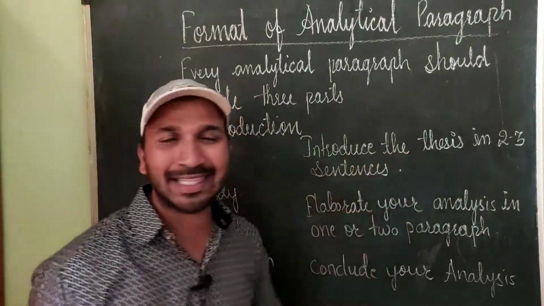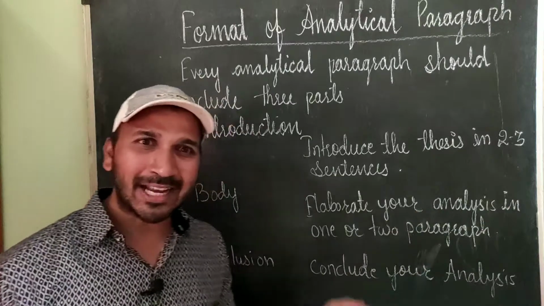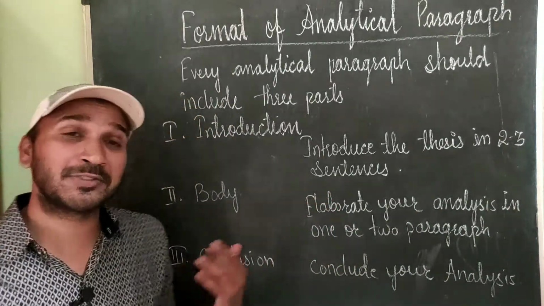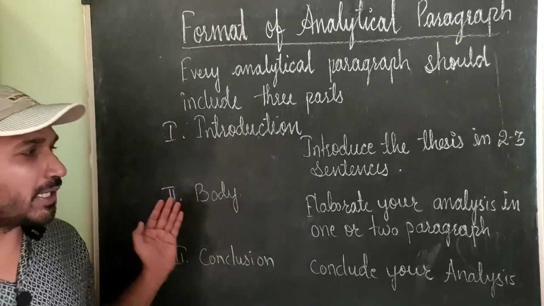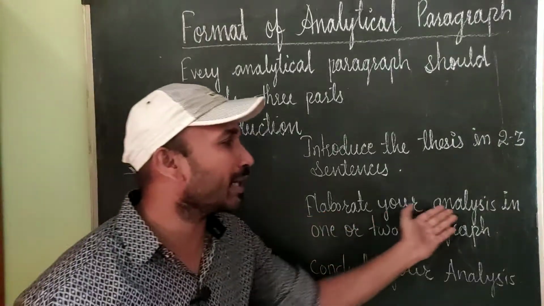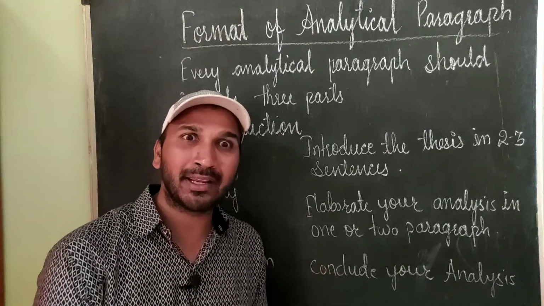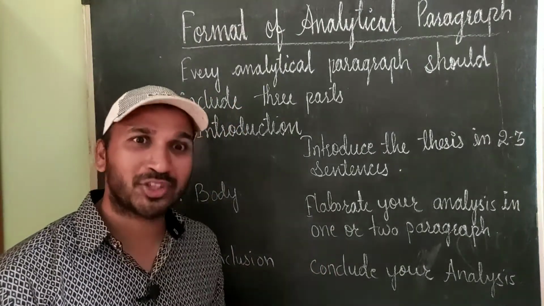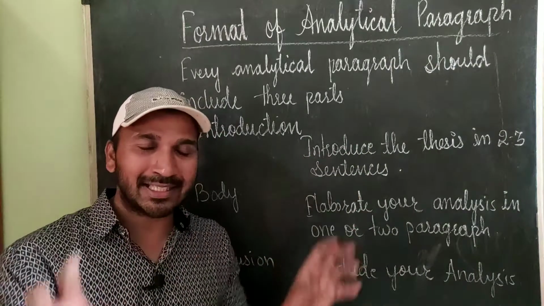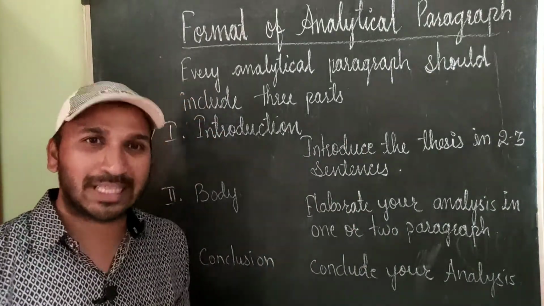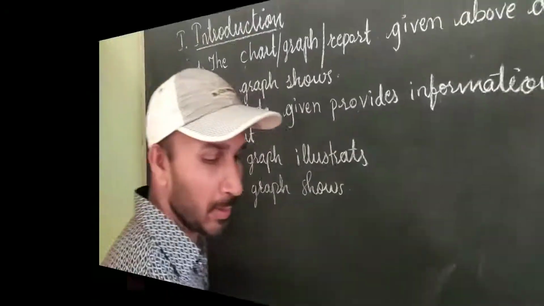Introduction: introduce the thesis in 2 or 3 sentences. It is very easy, as we can get it from the question itself. I will also give the sentences we can use while writing the introduction. Second is the body. In the body, elaborate your analysis in 1 or 2 paragraphs. Compare the facts given there and give that information in words. And then the conclusion: by looking at the complete data, write the conclusion you have come to in a short paragraph of 2-3 sentences.